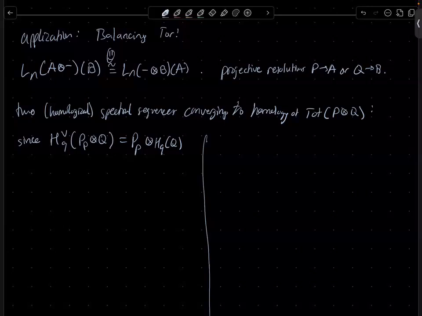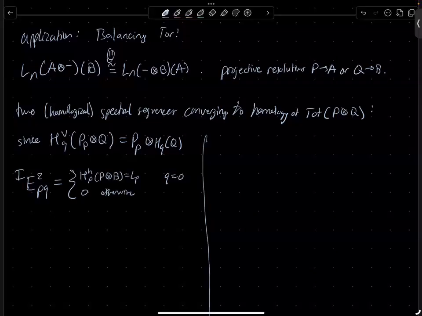So if you look at the complex, it'll stop at Q0 and then go into zero. So that part is not exact. And the homology there is going to be B. You can check that. So then you'll get this spectral sequence, 1E2 PQ. This thing is mostly zero. And then for Q equals 0, you get the horizontal homology at P of P tensor B, which is just L sub P of tensor B on A.